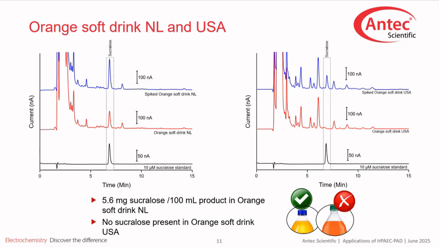Meanwhile, the US drink doesn't exhibit any sucralose, but when we spike it, a peak appears, suggesting that another sweetener is being used. So if you're curious about the recipe details, feel free to check online. We discovered that the US drink contains aspartame, which is determined by reverse phase chromatography and UV detection.